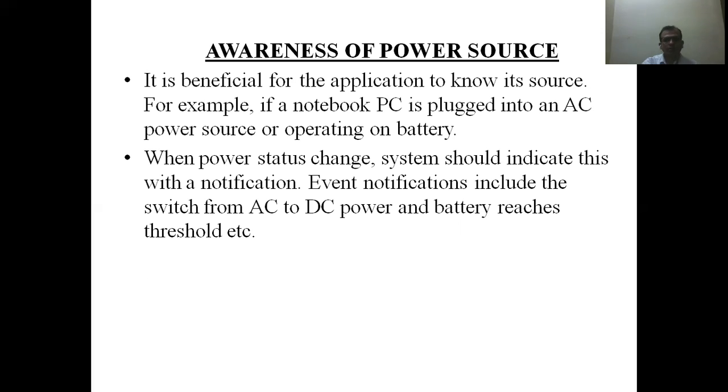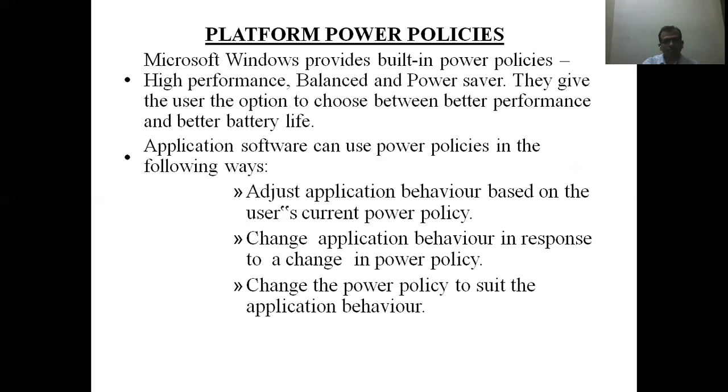Awareness of power source. It is beneficial for the application to know its source. For example, if the notebook PC is plugged into the AC power or operating on the battery. When the power status changes, the system should indicate this with a notification. Event notification includes a switch from AC to DC power and when the battery reaches the threshold. So the change from AC to DC is also indicated, along with the battery level that is shown.